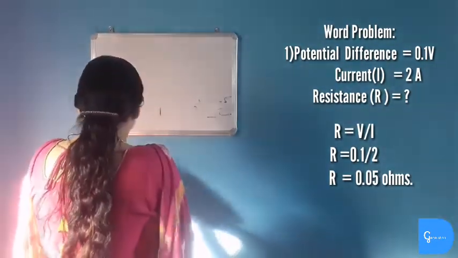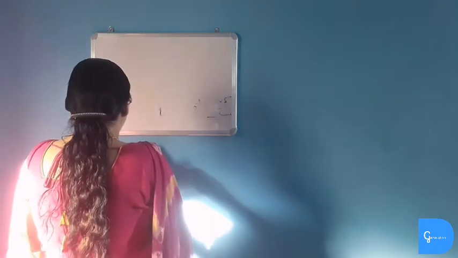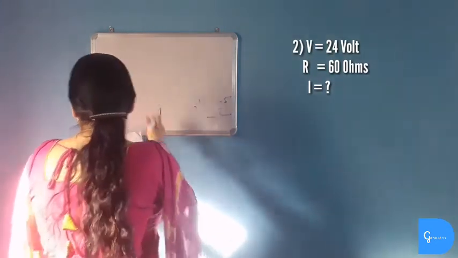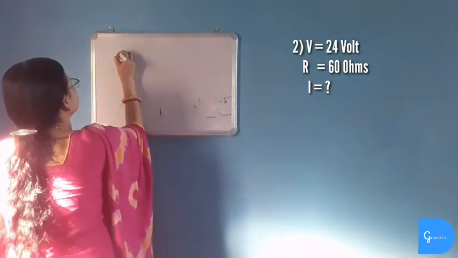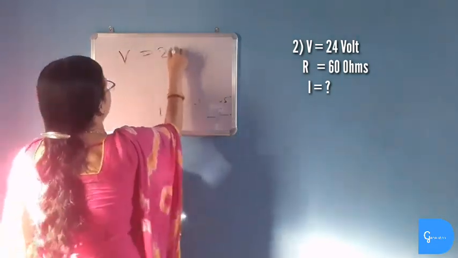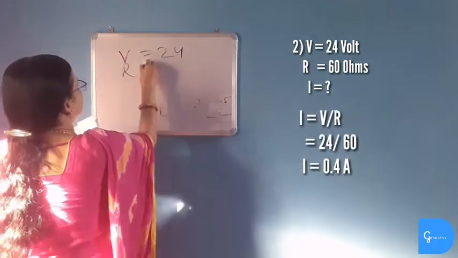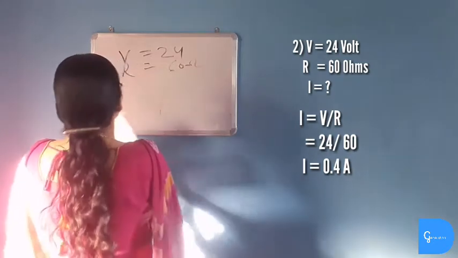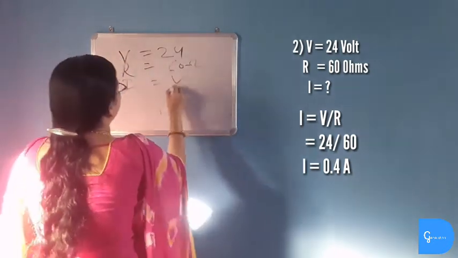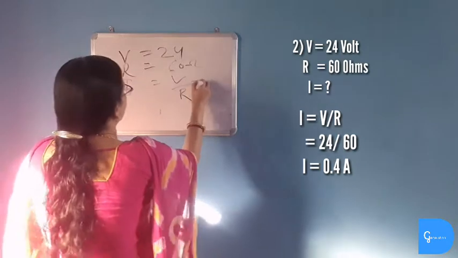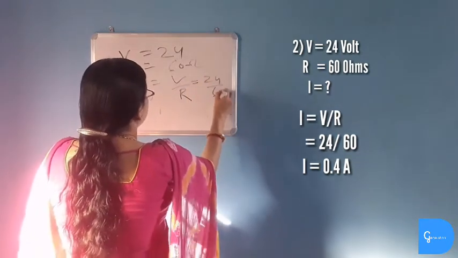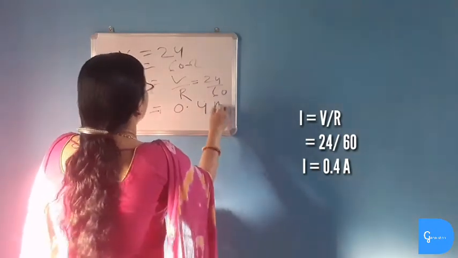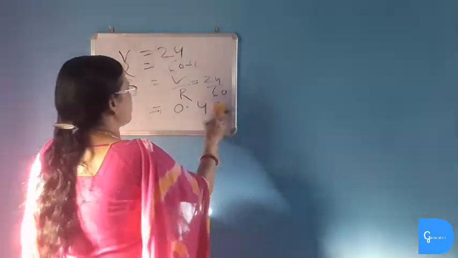Now second problem, an electric circuit has a 24 volt battery and a resistance of 60 ohms. What will be the current in the circuit? Here potential difference is given, V is equal to 24 and resistance R is given 60 ohm. So we have to find out the electric current in the circuit. I is equal to V by R is equal to 24 by 60 is equal to 0.4 ampere. Thus the current in the circuit is 0.4 ampere.